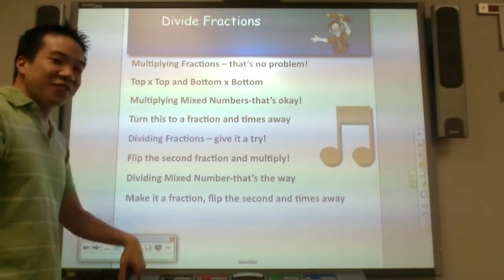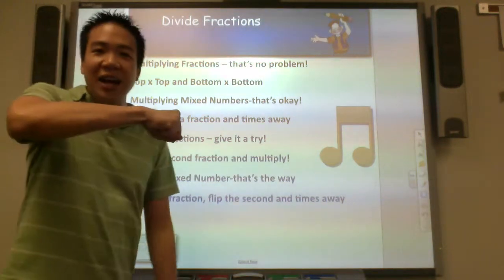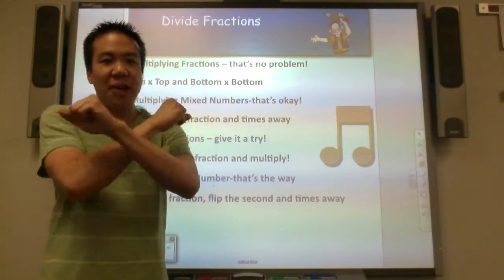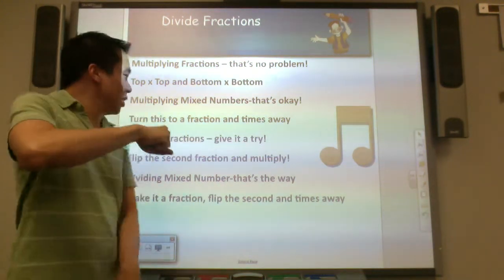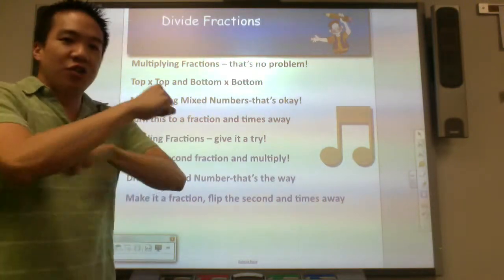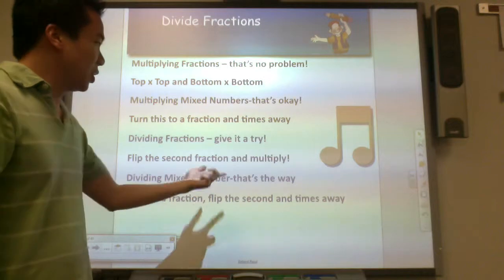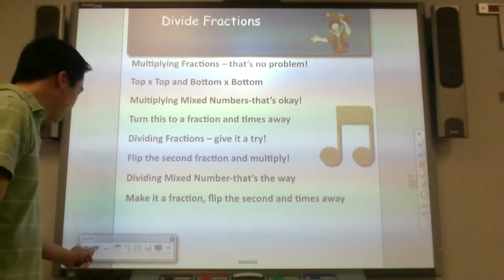So when I divide fractions, this is how I memorize it. Dividing fractions, you give it a try. You flip the second fraction and multiply. So again, you're dividing fractions, this is the division bar. In other words, you're finding the reciprocal of the second fraction and you multiply.